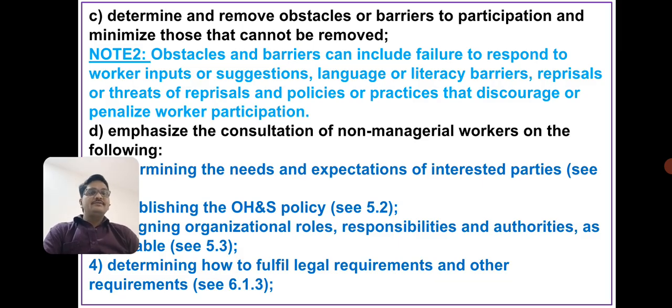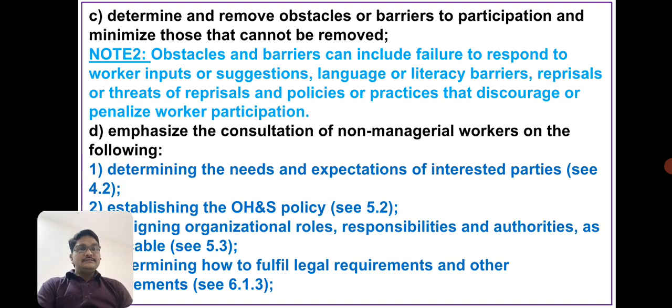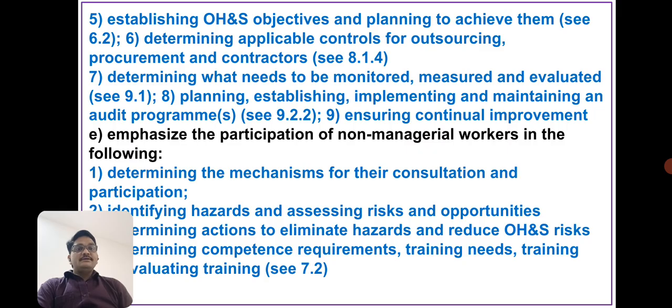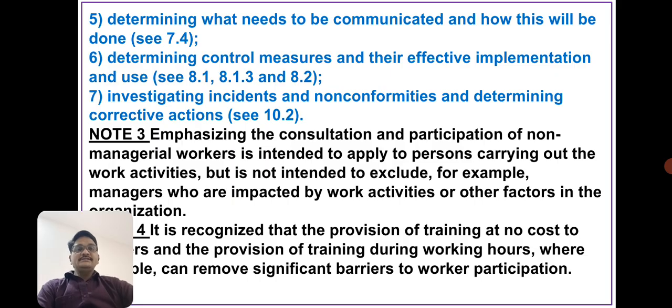Next is to emphasize the consultation of non-manager workers on the following terms: determining the needs and expectations of interested parties, establishing OHS policies, determining organizational roles, responsibilities and authorities, determining how to fulfill legal requirements and other requirements, establishing OHS objectives, determining applicable controls for outsourcing, determining what needs to be monitored and measured, and planning, establishing, implementing, and maintaining audit programs, ensuring continual improvement. Now next is emphasizing the participation of non-managerial workers in the following, that is again 1 to 9.